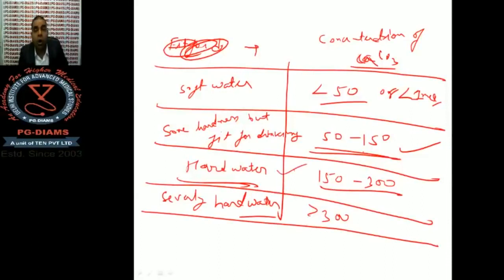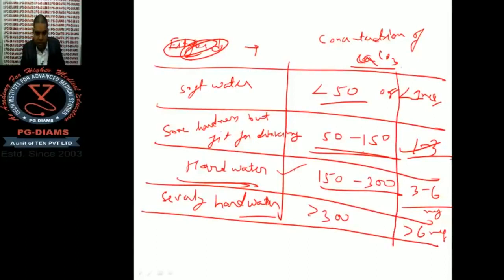When will you call water unfit for drinking? When the concentration of calcium carbonate is more than 150 ppm. In milli equivalent, it can be 1 to 3, 3 to 6, and more than 6. This is the concentration in parts per million, and this is the concentration in milli equivalent.